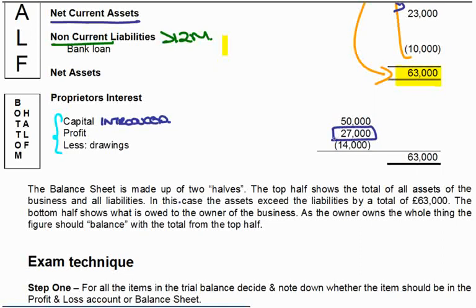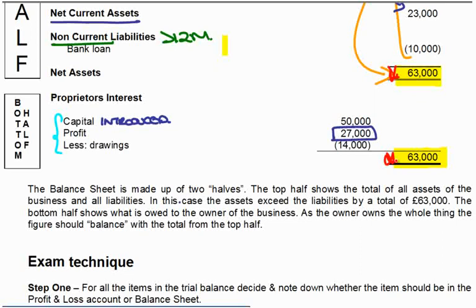So as the business sort of progresses, the owner needs to take money out of the business, probably to live on, to pay their mortgage, to pay their bills, that sort of thing. So he's taken £14,000 in the year in this case, and that reduces down the amount that's owed back to him because he's effectively taken it. Now, that all adds up to 63,000, and the really important thing to note is that these two amounts balance. So 63,000 in the top half, 63,000 in the bottom half. Always your net assets must equal your proprietor's interest.